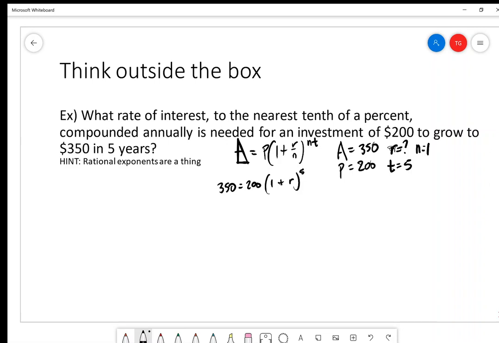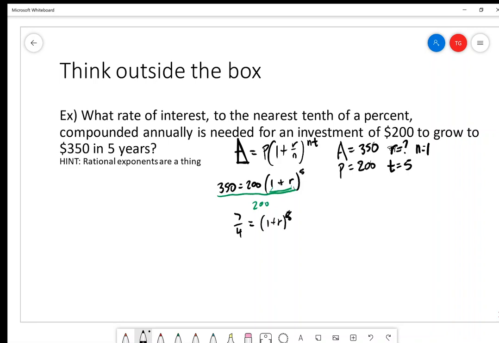So this is a little bit difficult here because now we have R inside the base, and we haven't dealt with that yet. So we'll just go ahead and do some math. We'll divide both sides by 200, some basic algebra here. We get 7/4 equals (1 plus R) to the fifth power. Okay, 7/4 equals (1 plus R) to the fifth power.